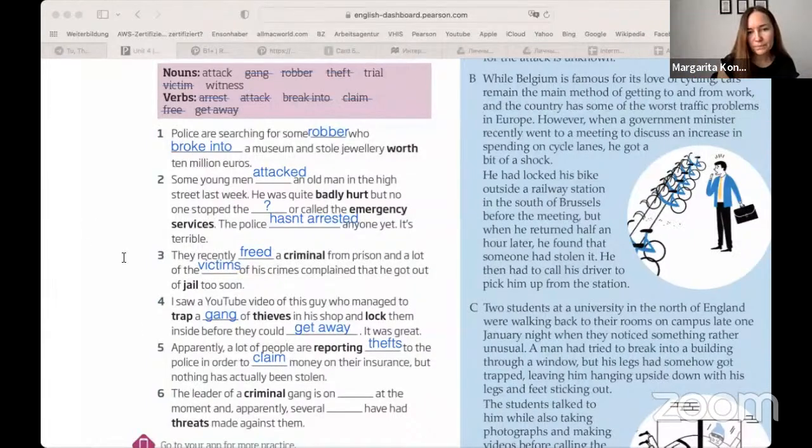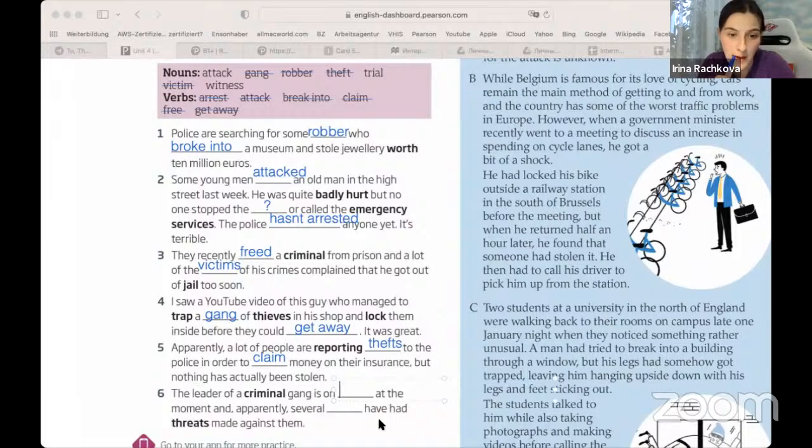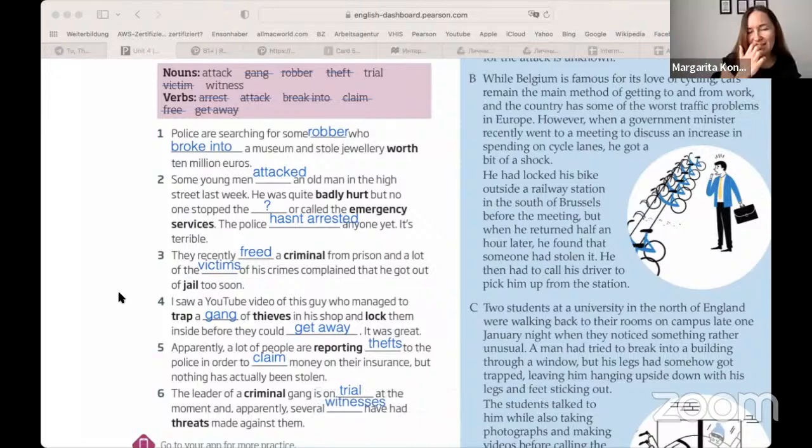Right. The leader of a criminal gang is on trial at the moment, and apparently several witnesses have had threats made against them. Yes, that's right.